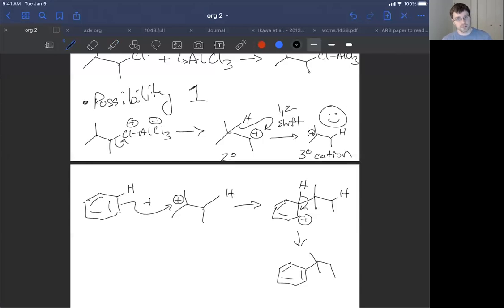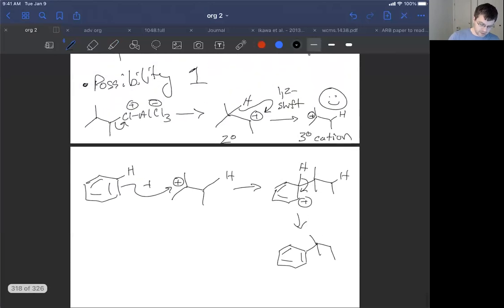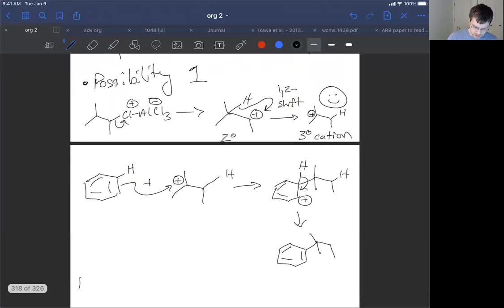So the superelectrophile has undergone a rearrangement to give rise to a carbocation that's more stable. It's tertiary. Let's look at another possible way. So I say that's possibility 1, possibility 2.